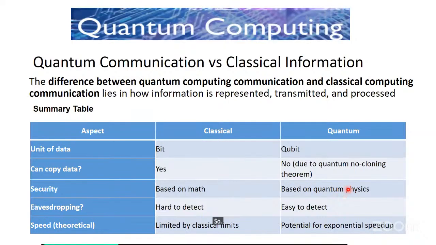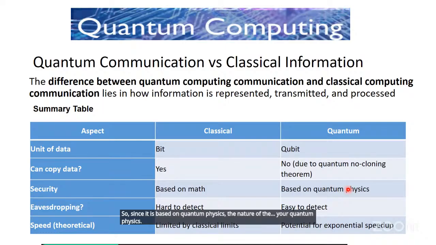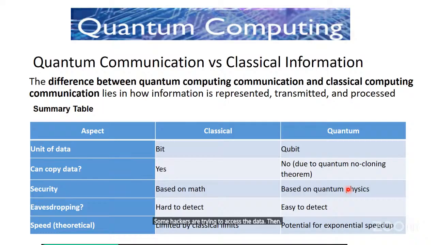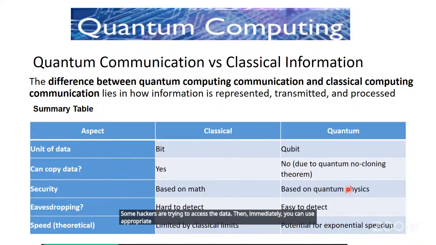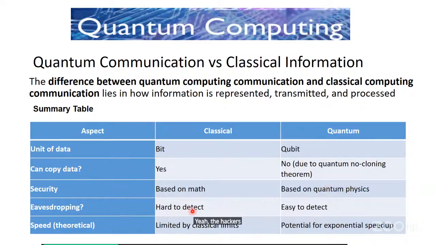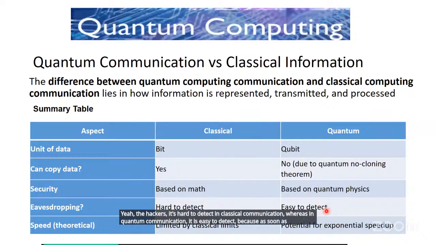Since it is based on quantum physics, as soon as somebody is trying to access the data, your quantum signals start changing. So we can easily detect the hackers. If some hackers are trying to access the data, then immediately you can use appropriate QKD, that is, quantum key distribution concepts, and enable more security. Okay. Hackers are hard to detect in classical communication, whereas in quantum communication it is easy to detect, because as soon as somebody is trying to hack your data, the quantum signals start changing. They get disturbed. They will collapse. That is the nature behind quantum computing.